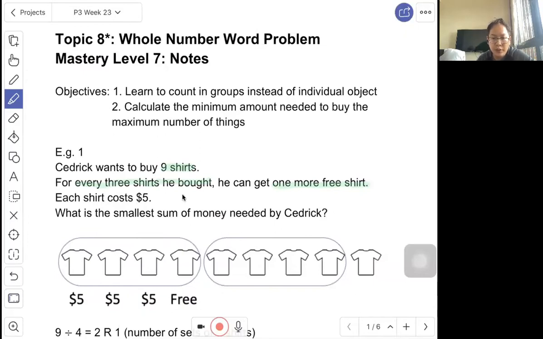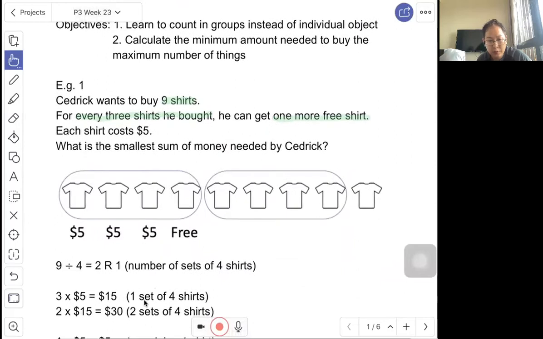So for the 9 shirts, if you draw it out, you don't buy in 3 yet, you put in 4. So 9 divided by 4, you get 2 remainder 1. Then in this group, instead of getting 4 shirts, you just need to get 3 shirts because there's 1 free. So after you take 9 divided by 4, you got 2 remainder 1.